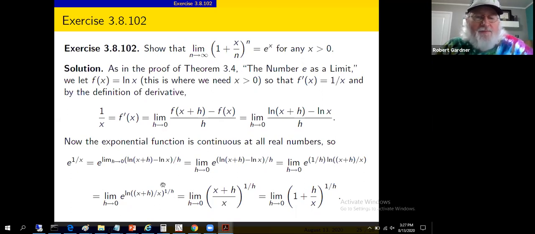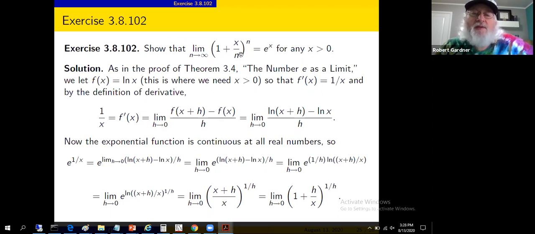You're left with x plus h over x to the 1 over h power. And we're still carrying the limit out front. Let's split this up. x goes into x one time, provided x is not 0. It isn't, it's positive, that was a hypothesis. So we get 1 plus h over x to the 1 over h power. Here's what we got. We got e to the 1 over x equals the limit as h approaches 0 of 1 plus h over x, to the 1 over h.